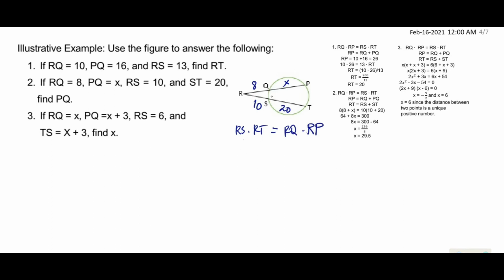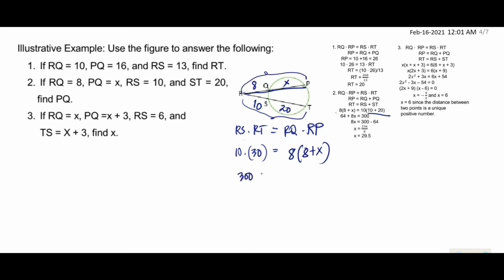So, RS is 10 times, sa buo, baka malito kayo, 20 ilagay nyo, that is 30. So, makikita nyo naman sa explanation dito, 10 plus 20. Ito kasi RT, isang buo. Nilagay ko lang yan dito kasi nasa module din yan. Para makita nyo din ano yung pinagkaiba niya. So, 10 times 30. RQ, that's 8. And RP is 8 plus X. Bakit siya naging 8 plus X? 8 plus X sa isang buo. Ayan, medyo tricky na siya compare sa number 1.